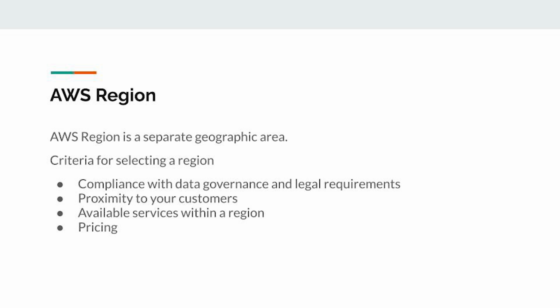The third criteria, available services within a region. Some new features are not available in all the regions. So you should check if the feature that you are interested in is available within the region that you are interested in. Fourth criteria, pricing. Due to the tax structure of some geographical areas, pricing can vary.